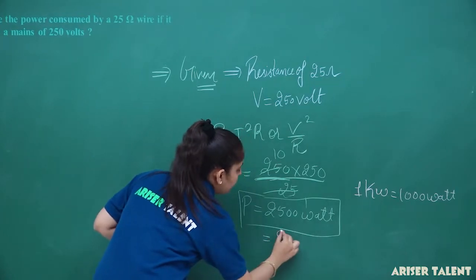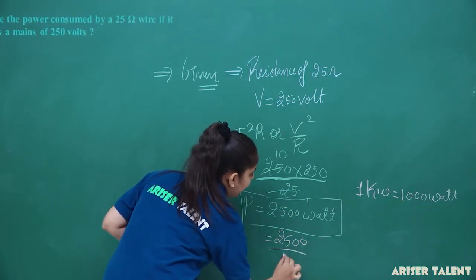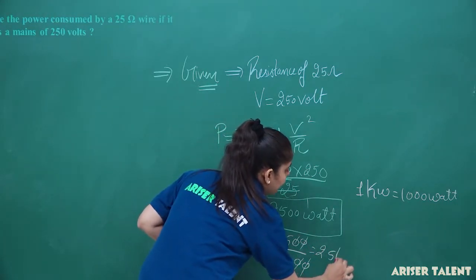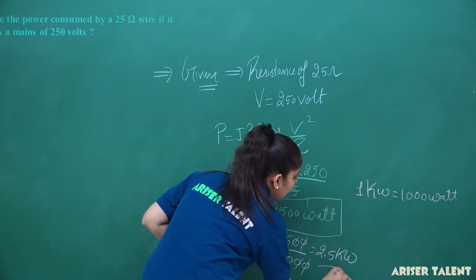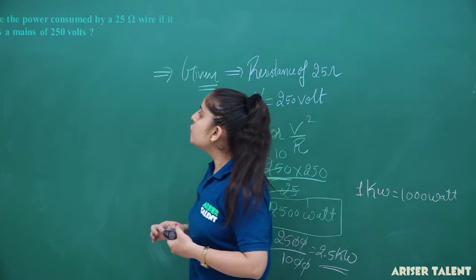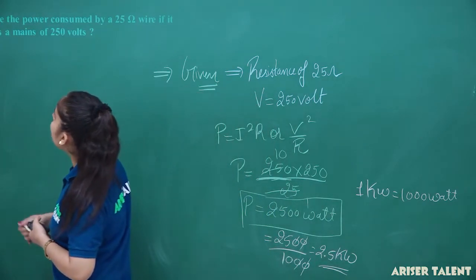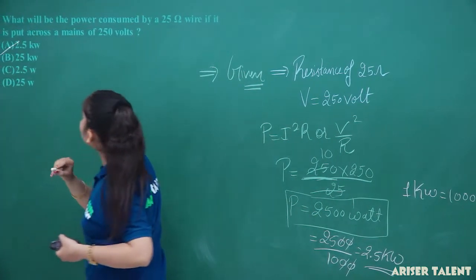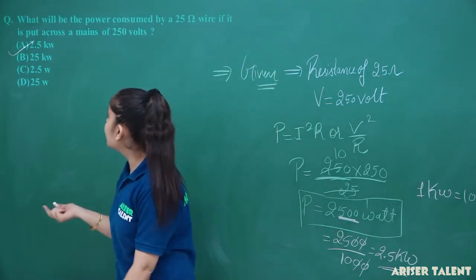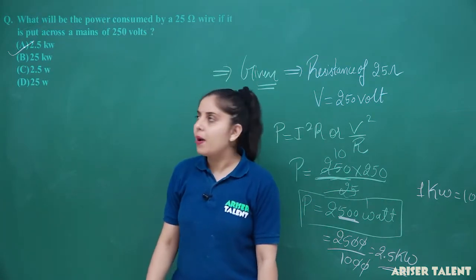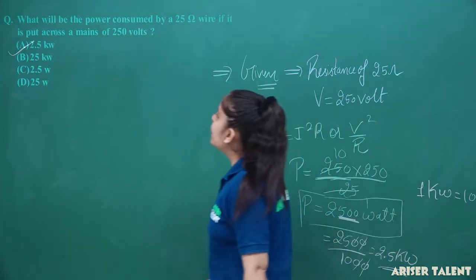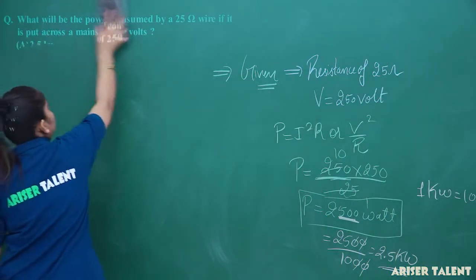So, 2500 divided by 1000 will give you 2.5 kilowatt power. So what I am getting here is power equal to 2.5 kilowatt. So option number 1 is 2.5 kilowatt. This is the correct answer in kilowatt. But what we are getting in watt is 2500, and there is no option that is showing the 2500 watt power. So this is our 2.5 kilowatt. Let's discuss the next question in this sequence.